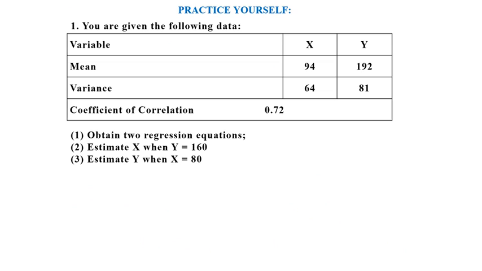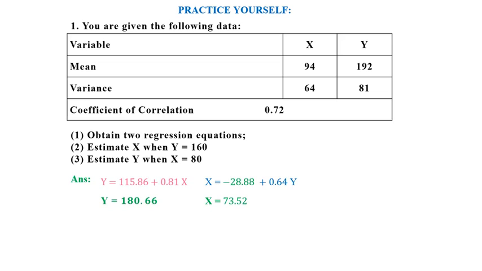Practice yourself. Problems are given. Variables x and y, mean is given, variance is given, coefficient of correlation is given. We have already worked out this under worked problem number 4. So obtain two regression equations. Estimate x when y is given as 160 and estimate y when x equals 80. Practice yourself, work out this on your own. Answers are given like this.